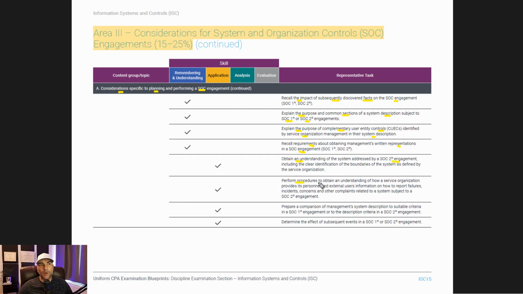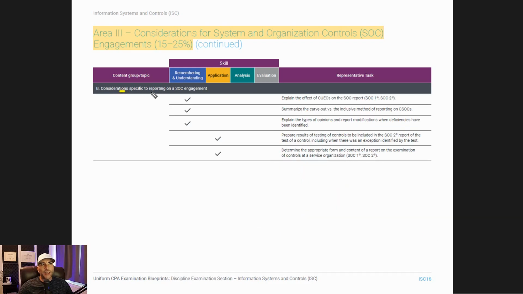You'll need to be able to perform procedures to obtain an understanding of how a service organization provides its personnel and external users information on how to report failures, incidents, concerns, and other complaints. You'll need to be able to prepare a comparison of management's system description to suitable criteria in a SOC 1 engagement or to description criteria in a SOC 2 engagement, and you'll need to be able to determine the effects of subsequent events in a SOC 1 or SOC 2 engagement.